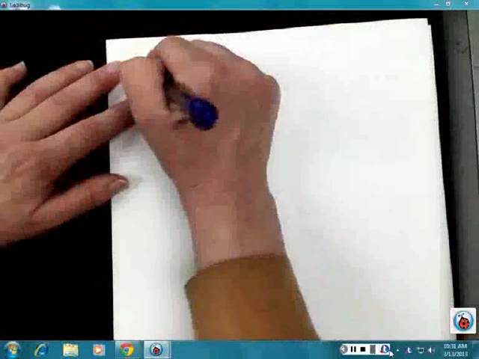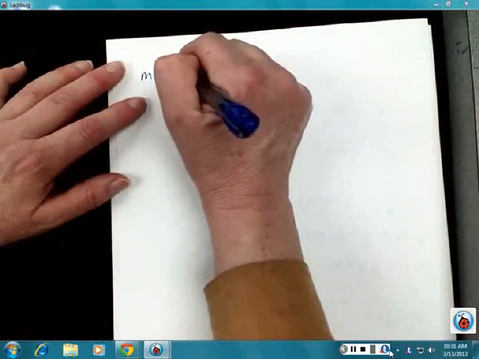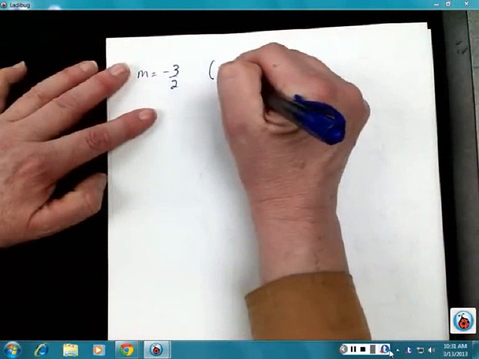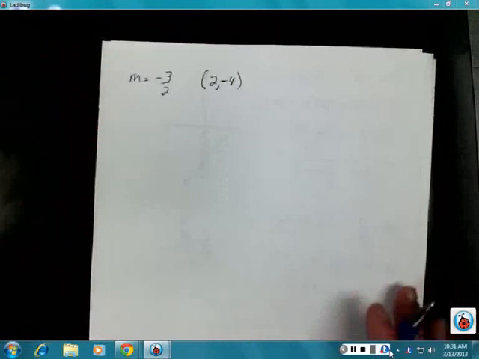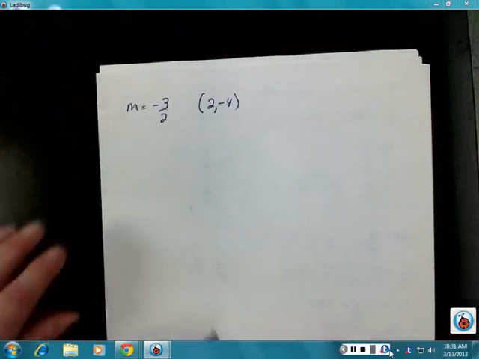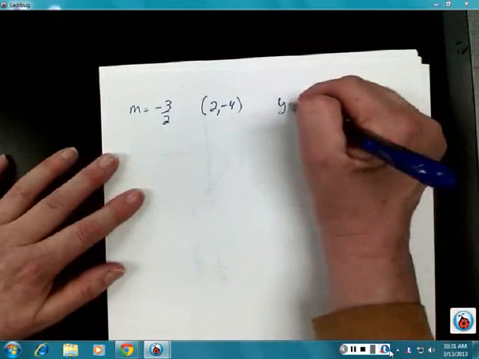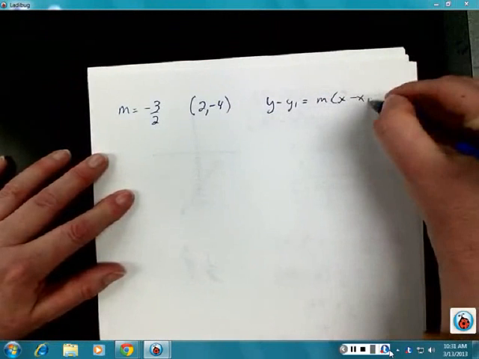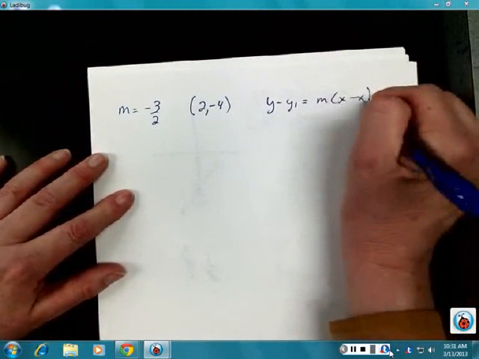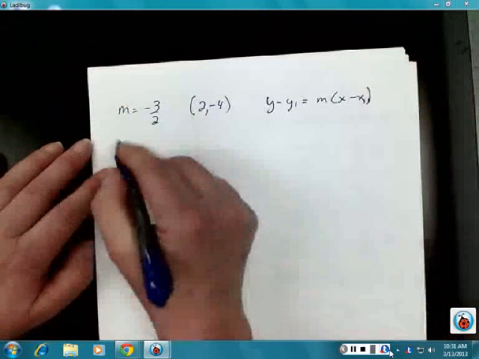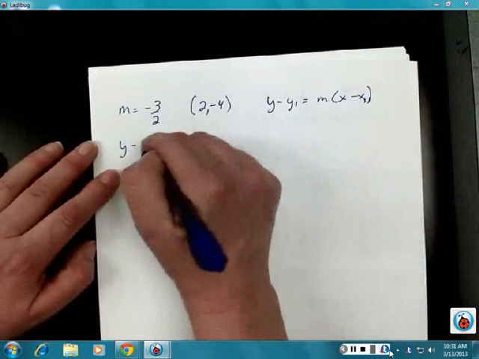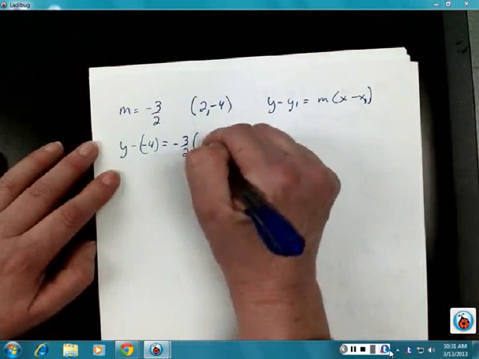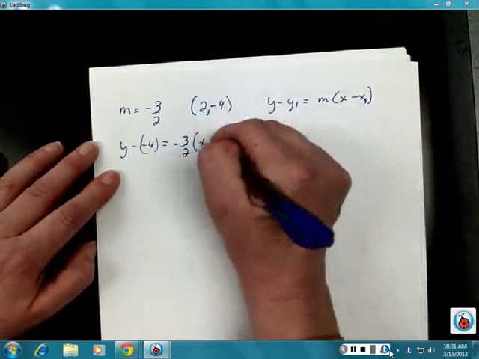So m is negative 3/2, and then your point is 2 comma negative 4. Okay, let's do this one then, and see what we get with it. Again, I got to plug it in. My formula is y minus y1 equals m times x minus x1. So I'll plug in my pieces. So y minus a negative 4 equals a negative 3/2 times x minus 2.